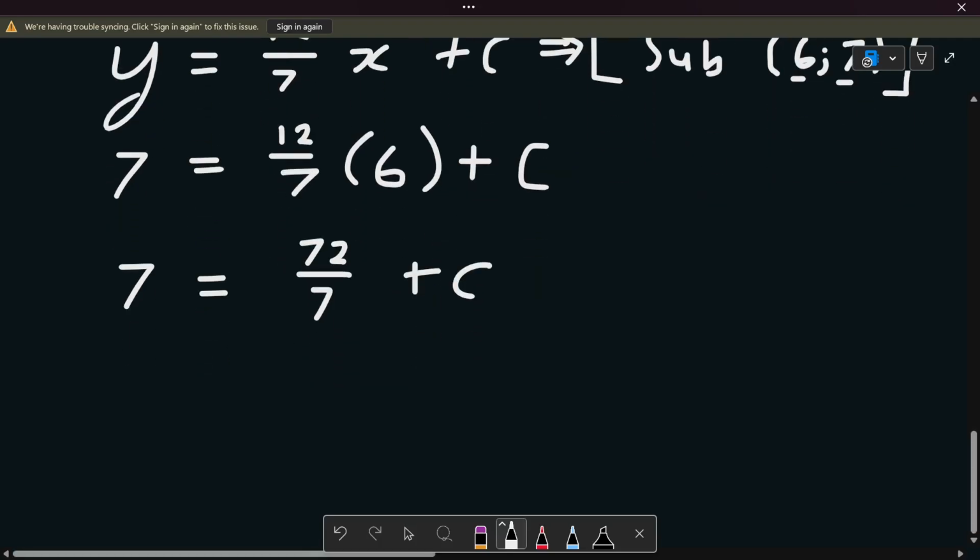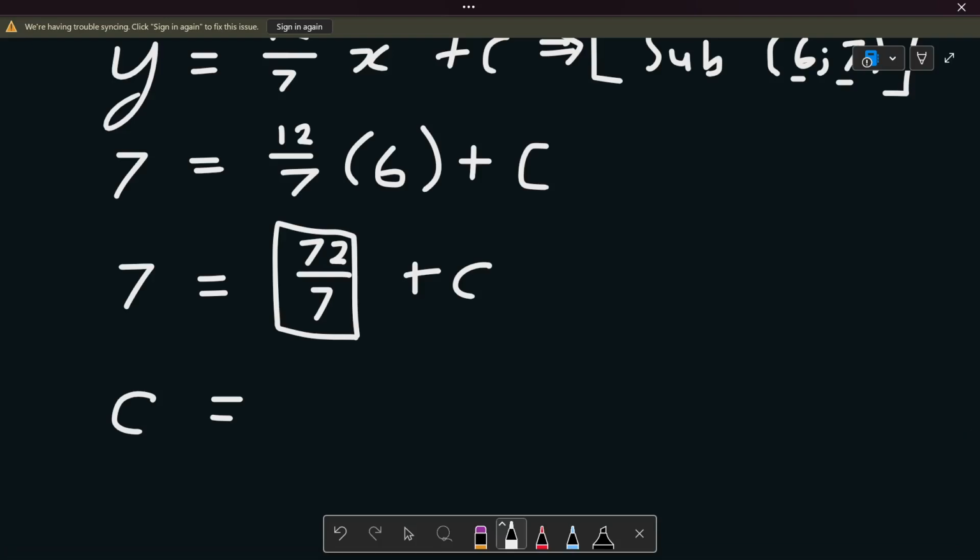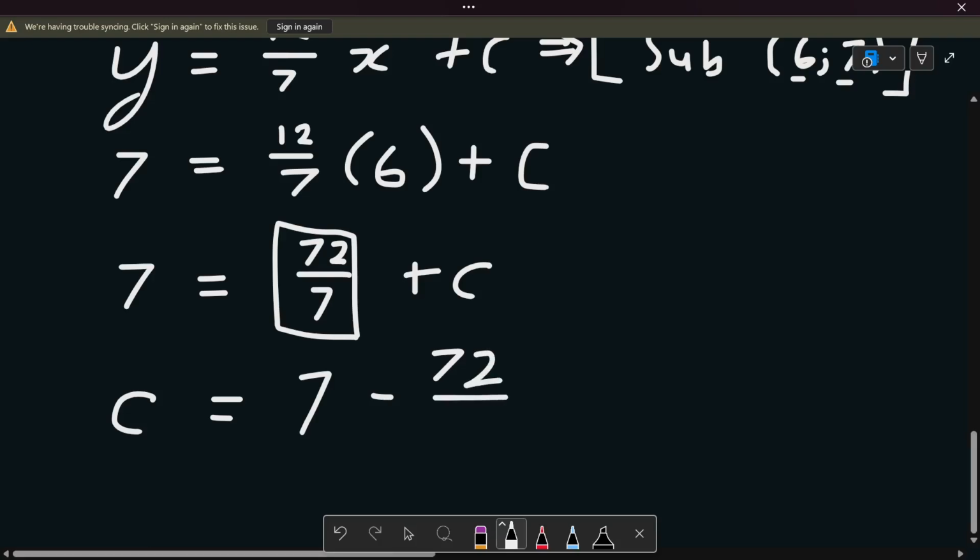which is just going to be c is equal to, you just need to do this, you need to take the 72 over here, and you need to minus both sides by 72 over 7. Let me just write this step out quickly. Okay, so we have c on its own now, and we minus both sides by 72 over 7. So it's going to look like this, 7 minus 72 over 7.